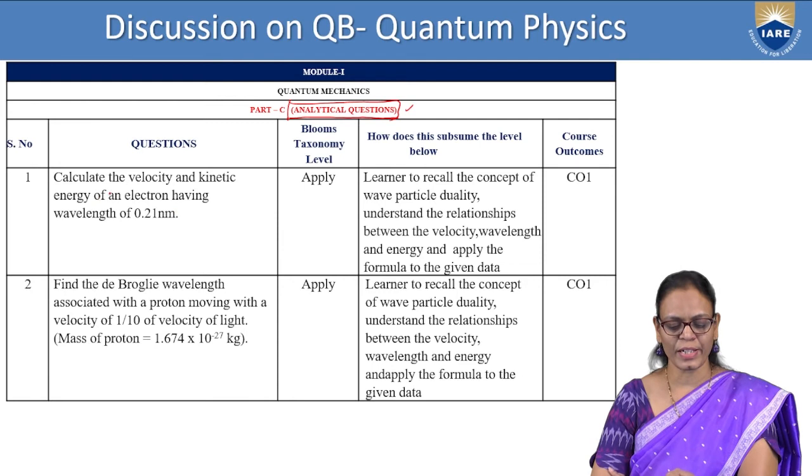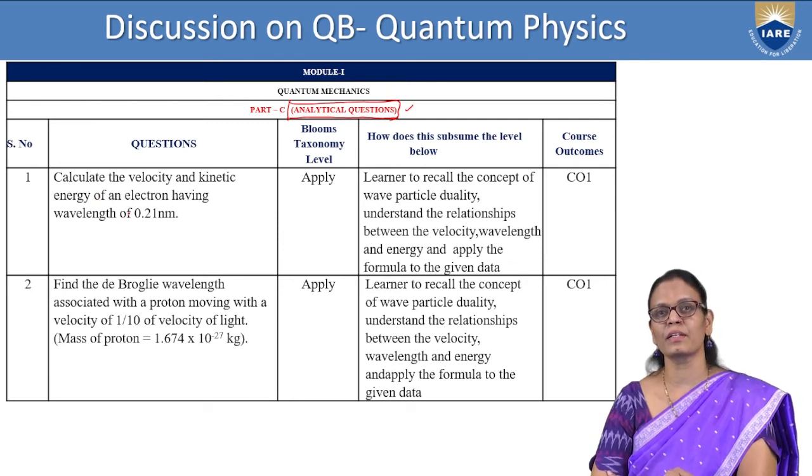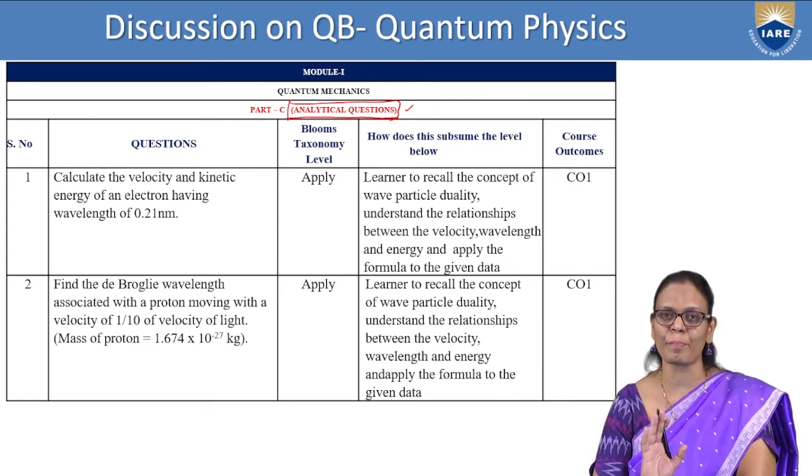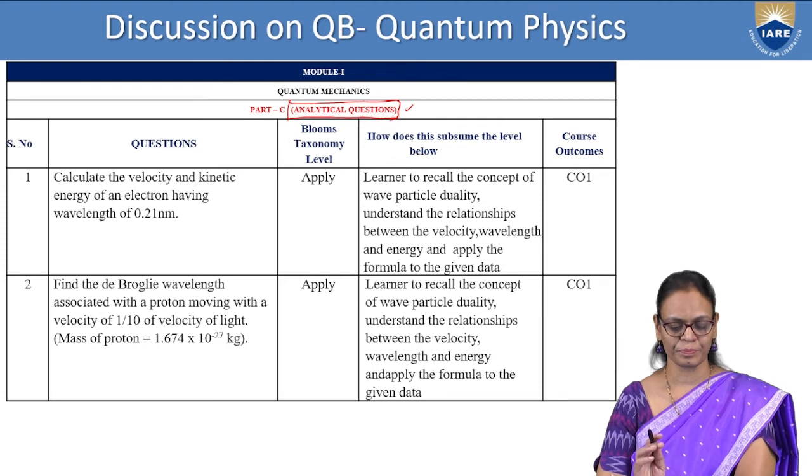Now, the first question: calculate the velocity and kinetic energy of an electron having a wavelength of 0.21 nanometer. Here also, I am not going to solve the numerical because we have videos on numericals. Especially if you are talking about de Broglie wavelength, you will find an entire video on numericals on de Broglie wavelength, numericals on potential box. So for solutions, you can directly refer to that. Here, I'm just going to give you the outline, how you approach the problem and how you solve it.